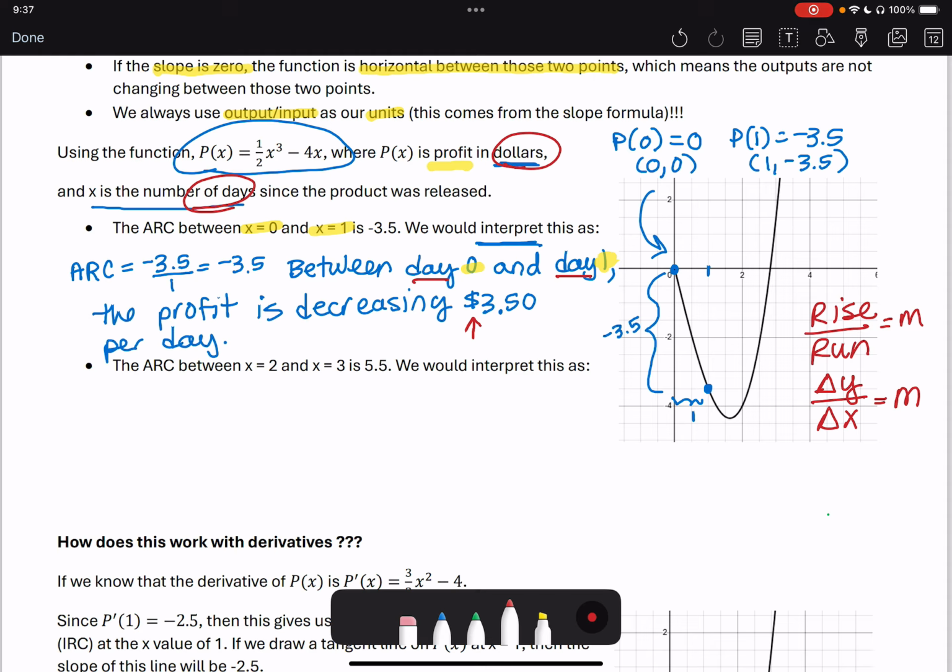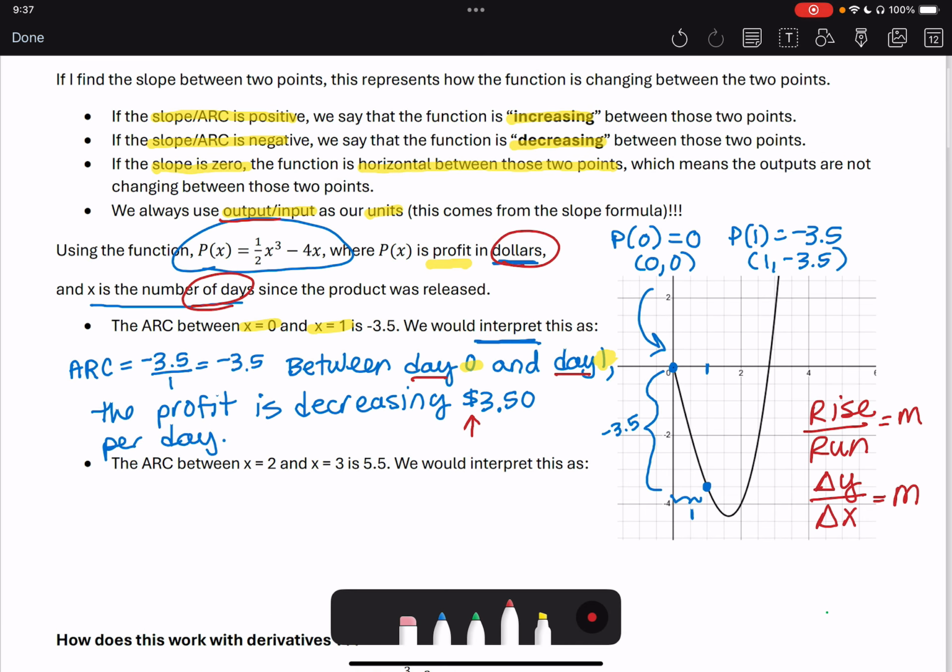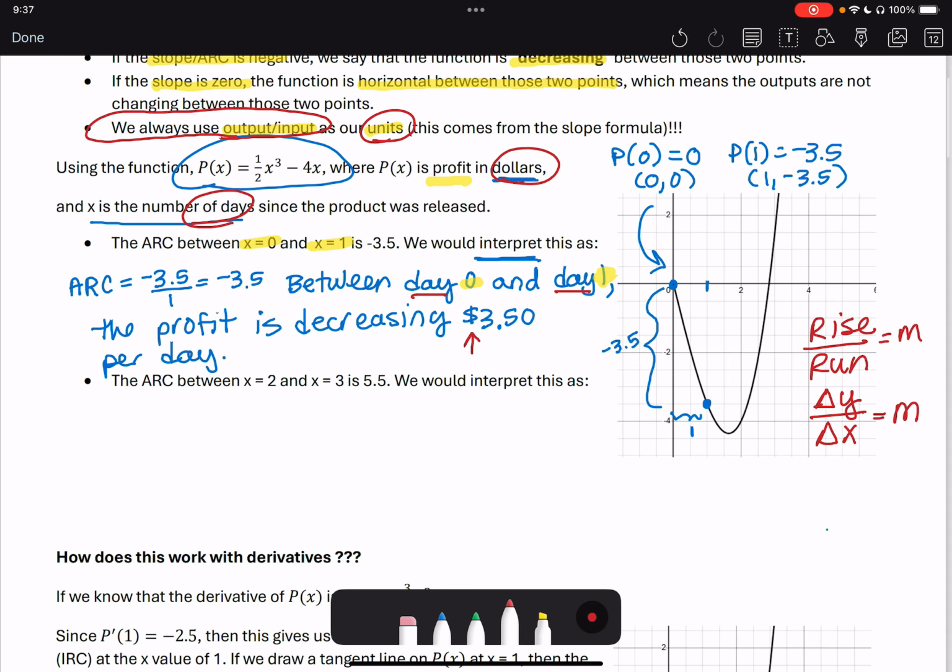So you always want to think about your units: what are my output and what are my input. And that's what I was referring to up here in this last bullet point. We always use output over input for our units. So what happened here is my output units are dollars and my input units are day. That's output over input. So you can see here where I have brought this together. I'm saying $3.50 in dollars per day, and that's how I'm representing those units.